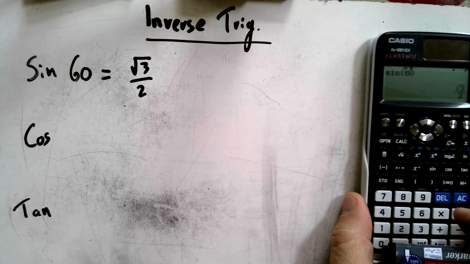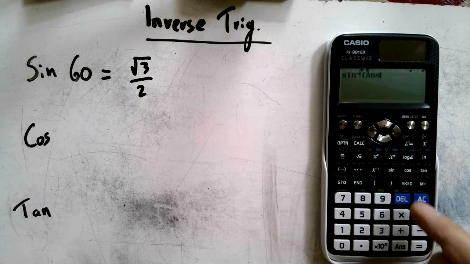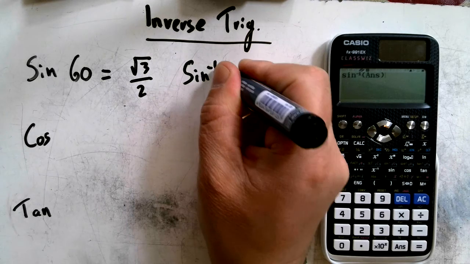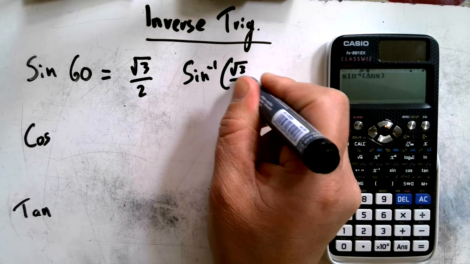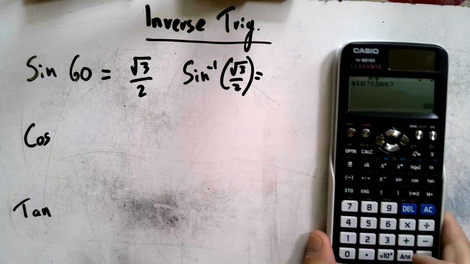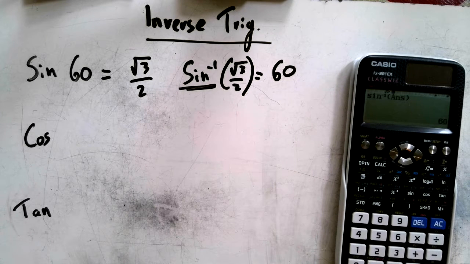So on your calculator, you do shift sine, and I'm just going to hit the answer button because that's easier. So now we're doing this. Now, what we've got to be mindful of whilst doing this, and that's going to give me the answer 60 quite happily, is what does this function actually mean? Okay, so the inverse trig.